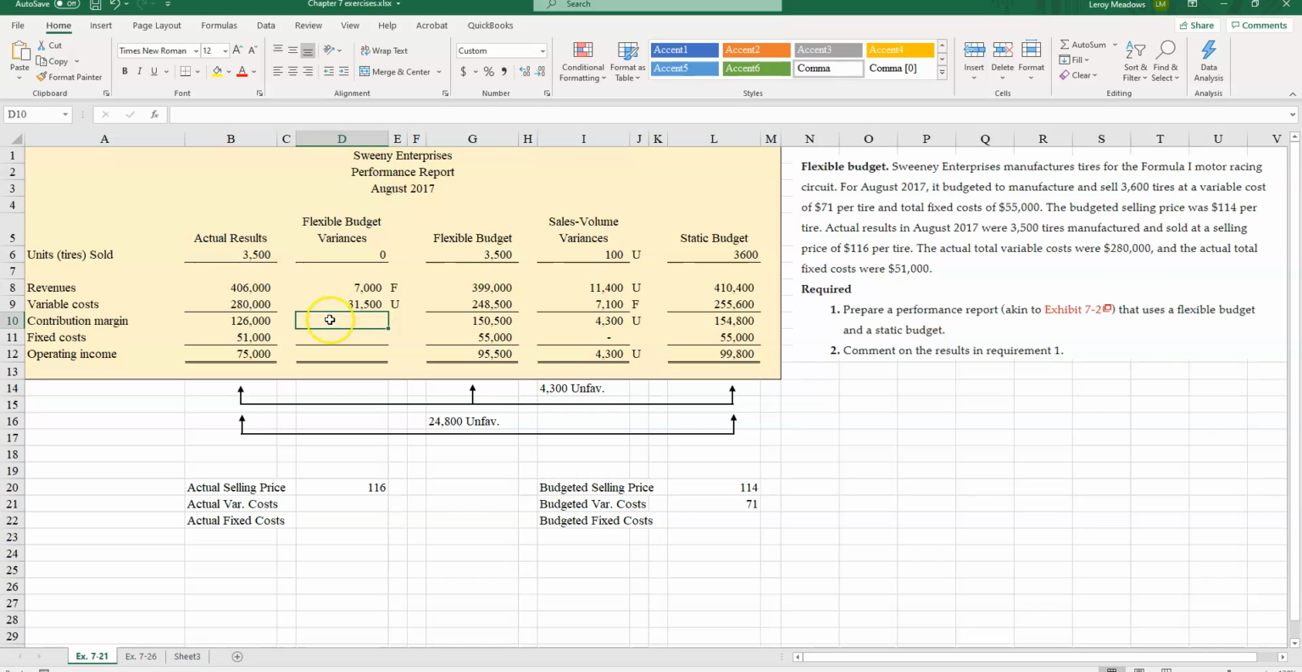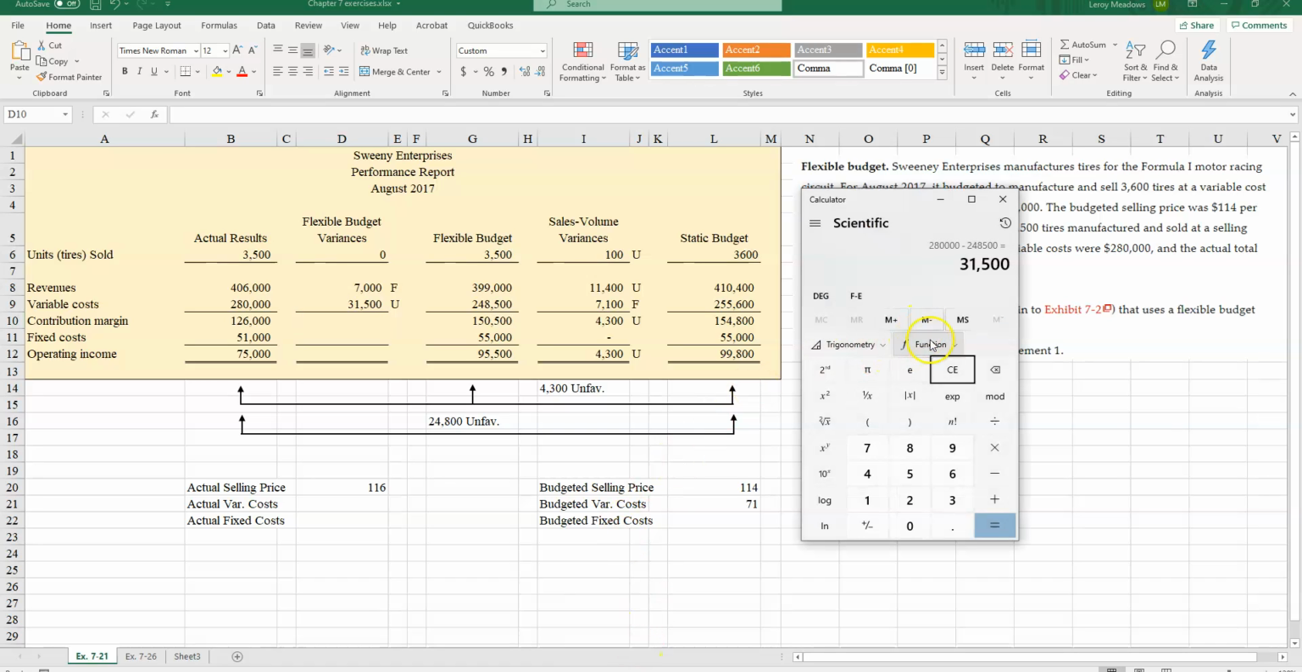So what is my contribution margin? Well, remember I said I can do this two ways. I can take the contribution margin from my actual results and the difference from that in my flexible budget, or I can combine the revenues and variable costs and net the effect and get that also. And let's just do that.